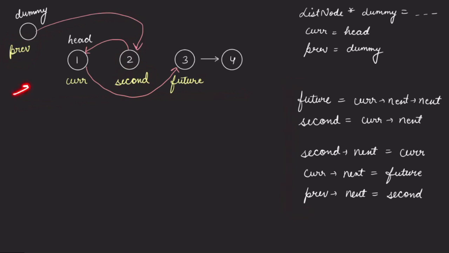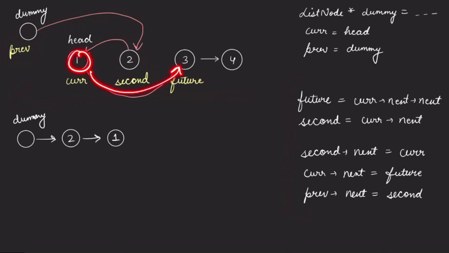So let me draw this linked list again so that it is more understandable. First we have a dummy node. This is the dummy node. Then this dummy node is pointing to node 2, so we will create node 2 over here. Then 2 is pointing to node 1, so we will create node 1 here. Then node 1 is pointing to node 3, so we will create node 3 over here. And then 3 is pointing to 4, so we will create node 4 over here.